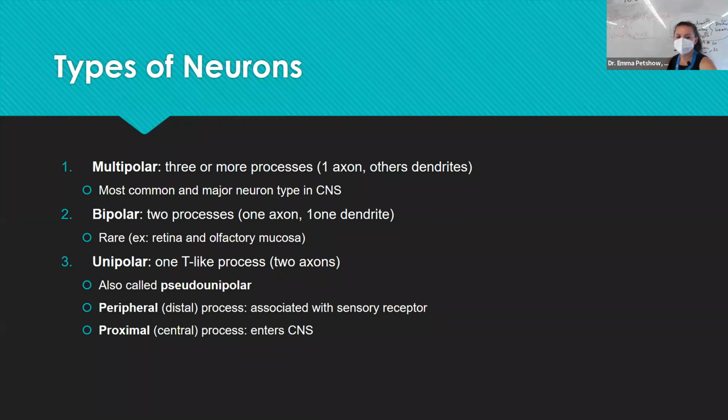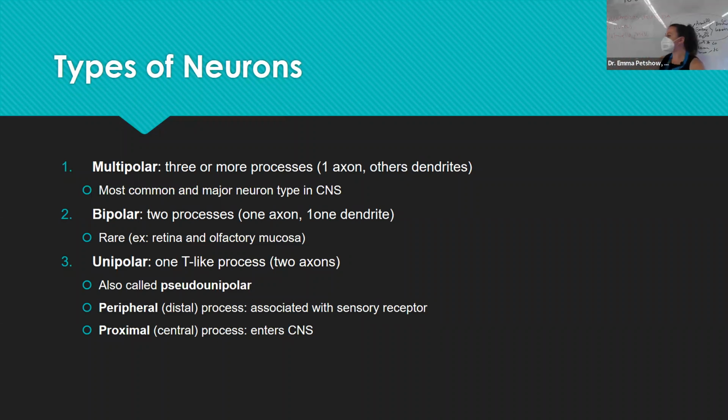Bipolar neurons typically have two processes, so one axon and one dendrite. These are more rare. I associate these with sensory functions, so sight and smell. You'll see these in the retina and the olfactory mucosa, but they're more rare. So if you had a question about the retina or olfactory mucosa asking about types of neurons, then bipolar could be a good choice. Otherwise, you're going to be looking to multipolar for the central nervous system.